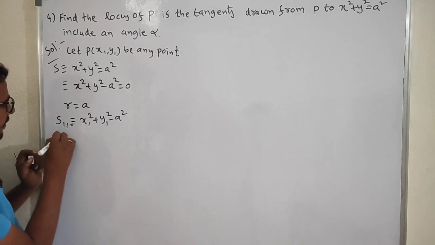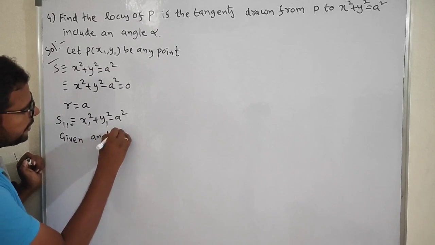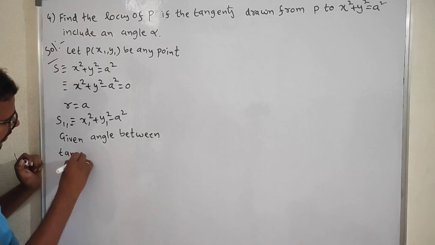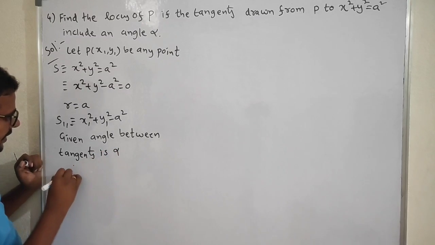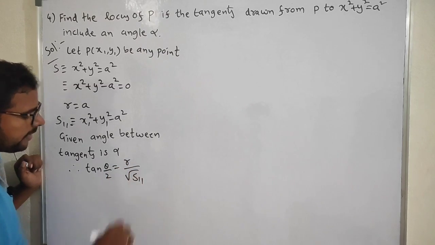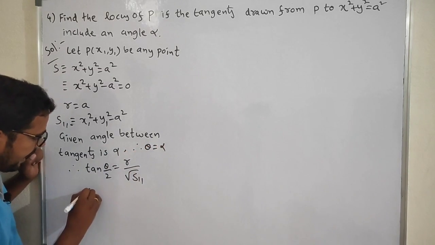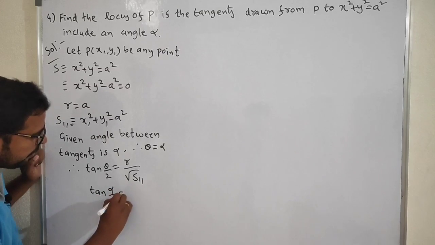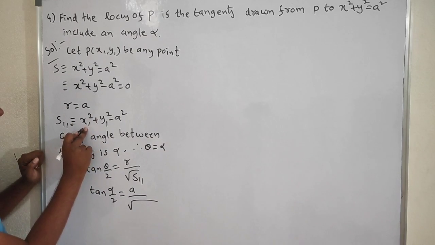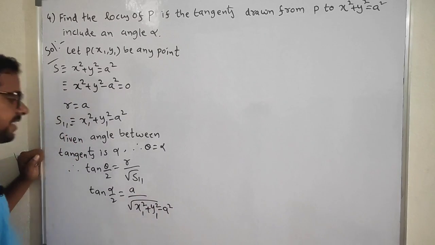So what is the given angle? Given angle between tangents is alpha. Therefore, what is the formula? Tan theta by 2 is equals to r by root over S11. So what is theta? Theta is equals to alpha. So tan alpha by 2 is equals to, what is the r? r is equals to a, by root over S11. S11 value x1 square plus y1 square minus a square. This is tan alpha by 2.